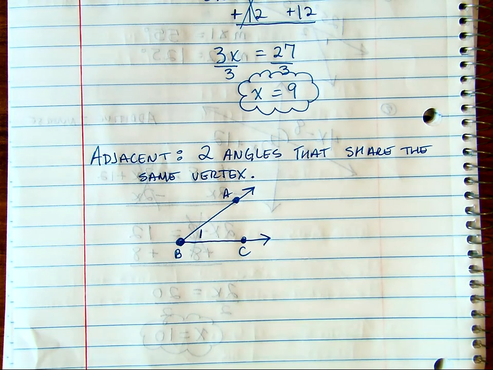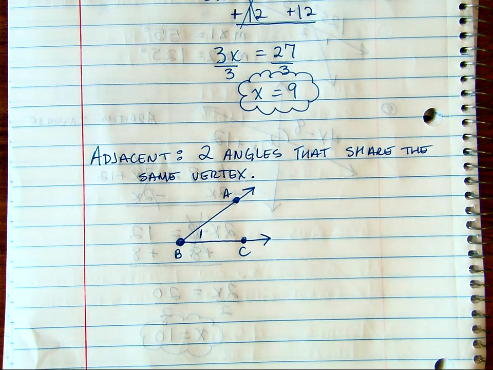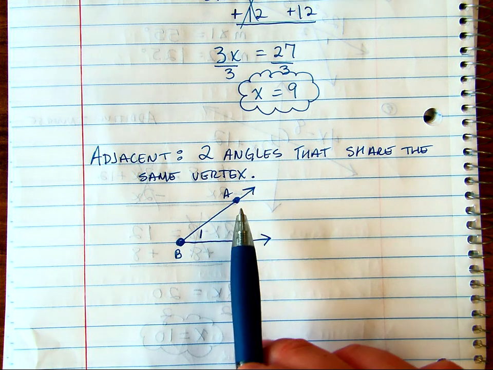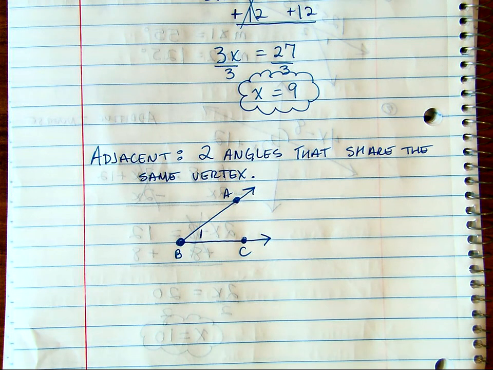Notice what the definition says. 2 angles that share the same vertex. You guys see A, B, C. Which one of those letters is the vertex? A, B, or C? Michael. B is the vertex.